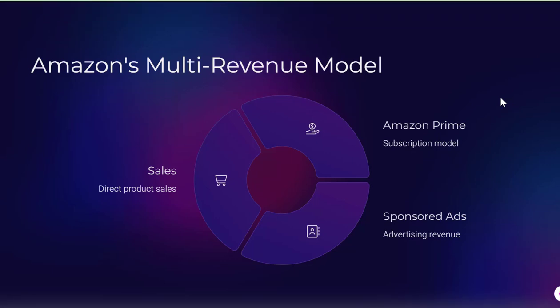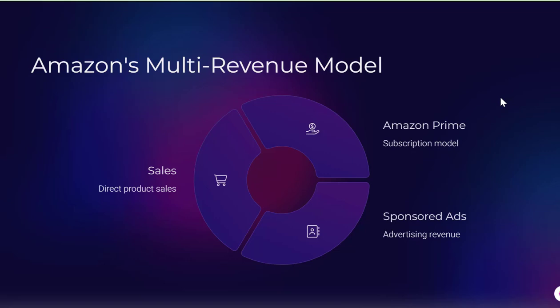For example, we look at Amazon's multiple revenue models. Amazon's business model is centered around 3 main revenue streams: direct product sales, the Amazon Prime subscription model, and sponsored advertising revenue.